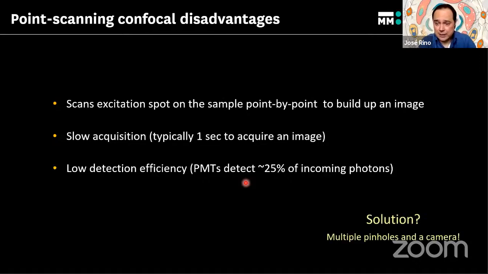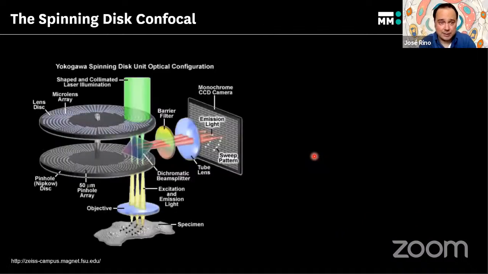Fortunately, there's a solution for this, which is to use, instead of just one pinhole scanning point by point, multiple pinholes, scan multiple points in a sample, and use a camera for acquisition. And this is the idea behind the spinning disk confocal. The whole idea basically is to multiplex the point detection on the sample.